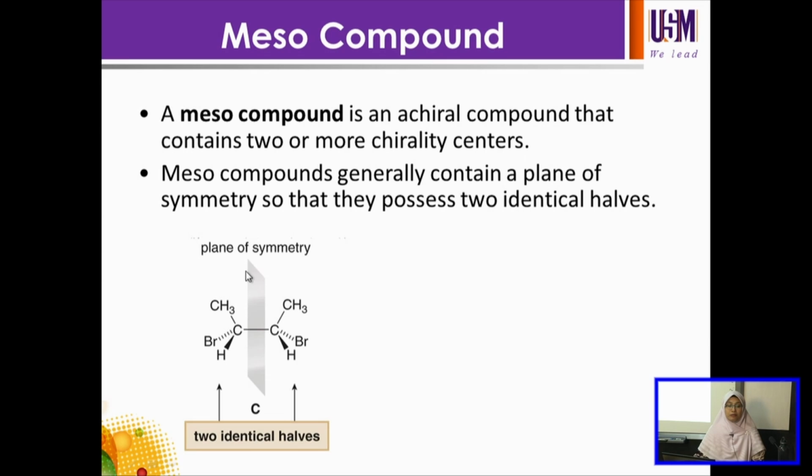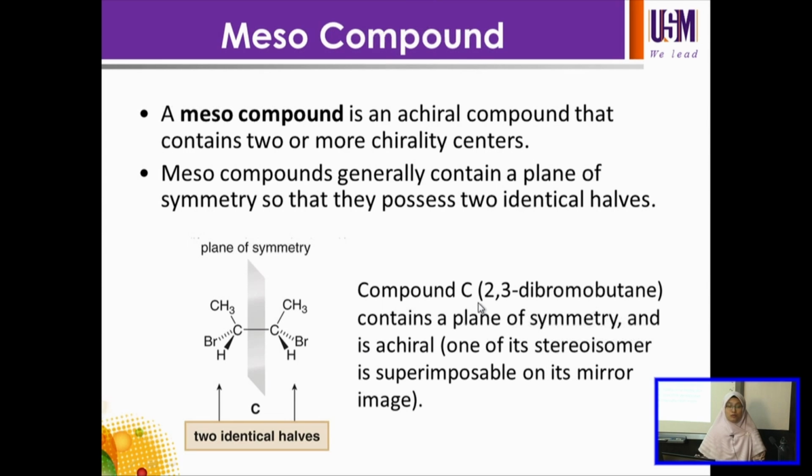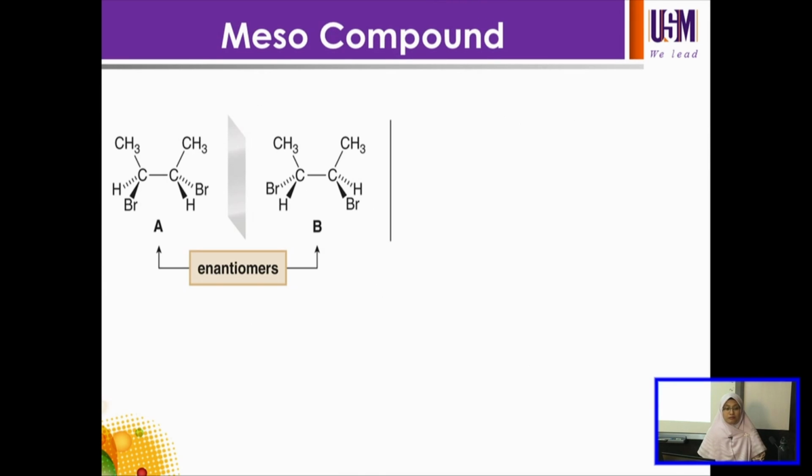For example, here we have a compound. So when we put a mirror in the middle of the compound, we can see that we can divide the compound into two and they have identical halves. So this is a mesocompound. So compound C, which is 2,3-dibromobutane, contains a plane of symmetry and is achiral. Why is it achiral? Because its stereoisomer is superimposable on its mirror image. So let's look at more examples.